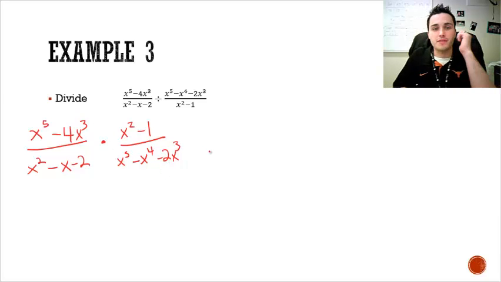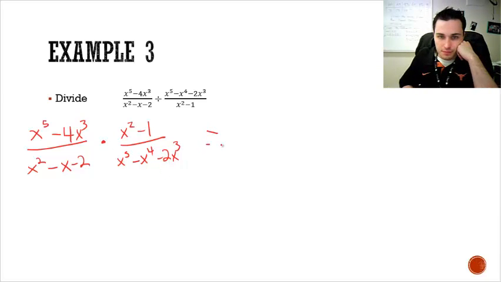Okay, so let's factor. Starting with the top left, I see a common factor of x cubed, so I'm going to pull out the x cubed. And in doing so, pulling x cubed out would give me an x squared and a minus 4.